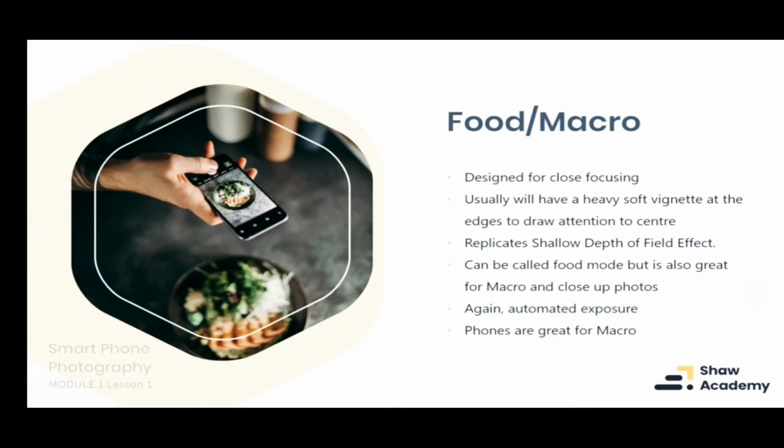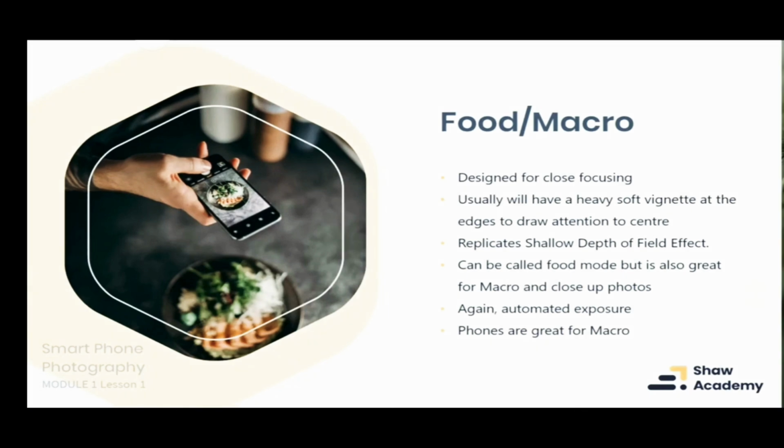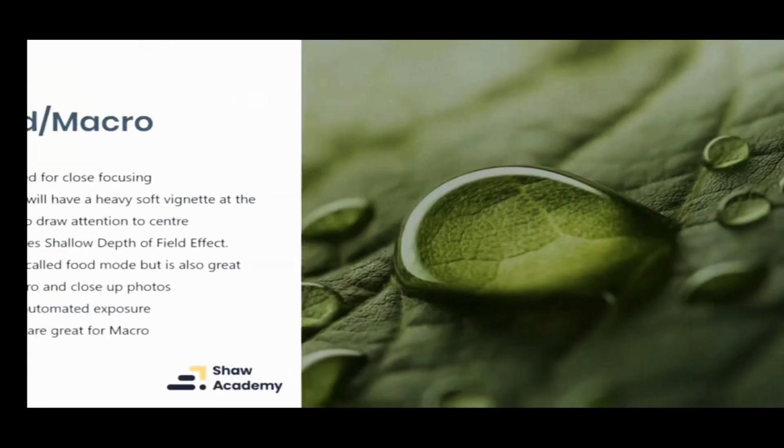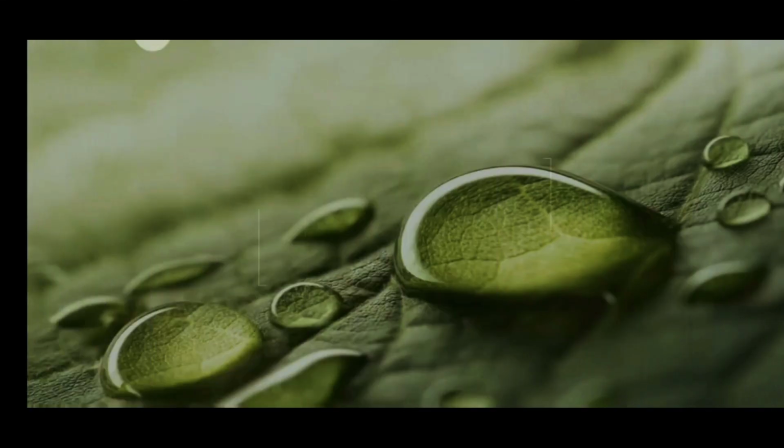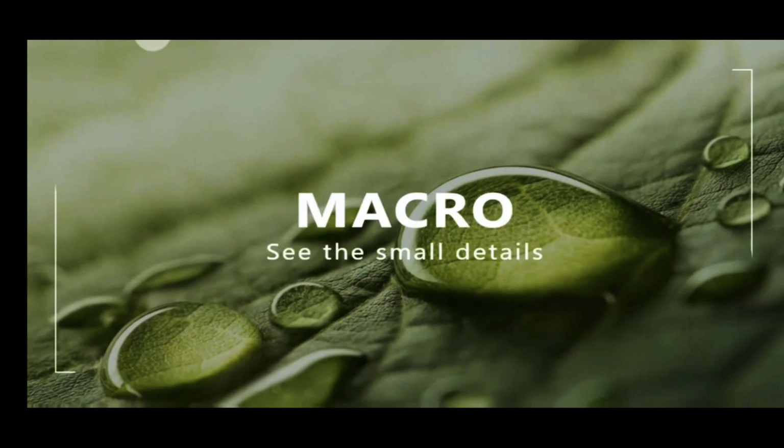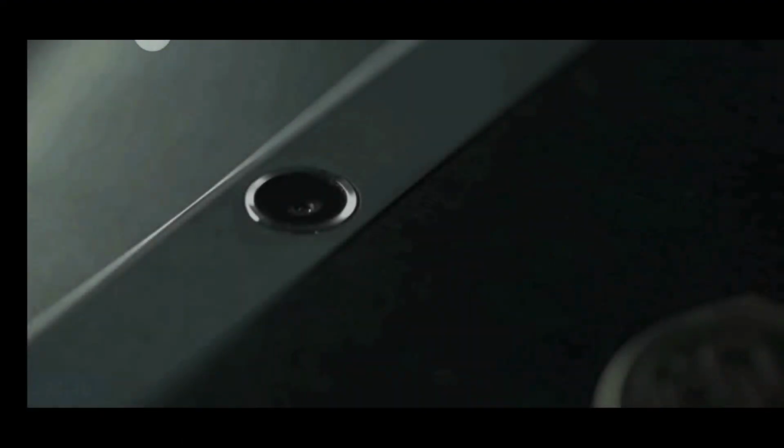And again, we'll be digging a lot deeper into macro photography using your smartphone at a more advanced stage on the course. But our macro and our food mode, great for seeing all those little tiny details. It's a really fun type of photography to do. You can get quite abstract, you can get very artistic with it as well.